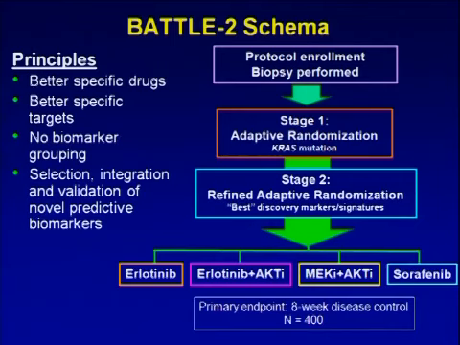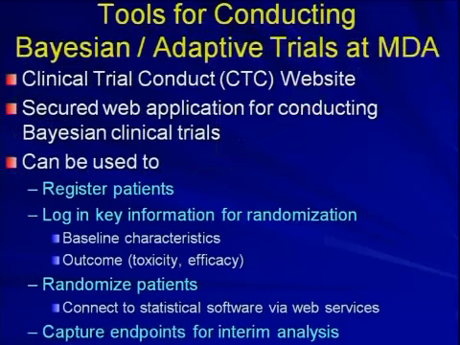And this shows you the design that we are doing now. Right now we have BATTLE-2, which is basically a two-stage design. In the first stage, we only use KRAS mutation to randomize patients, but we try to develop a signature and use it in the second stage.